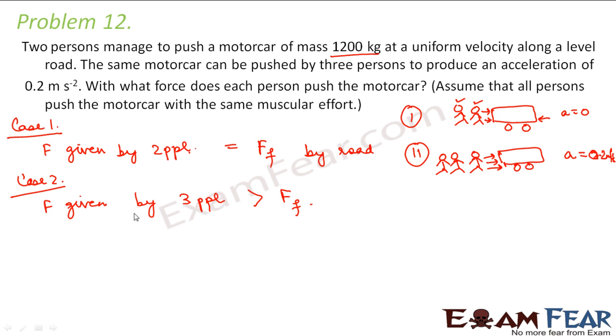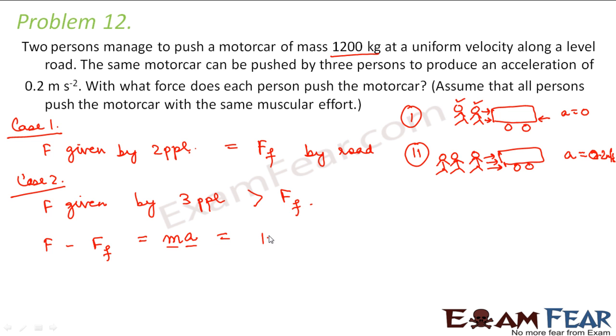In the second case, the force given by 3 people is greater than the force of friction. Since this force is greater than the force of friction, the motor vehicle is moving with some acceleration. That means its velocity is increasing, right? Now, by how much is this force greater than the force of friction? So we can say that F minus the frictional force is equal to the net force acting on this vehicle. So that will be equal to mass of the vehicle into the acceleration of the vehicle, right?